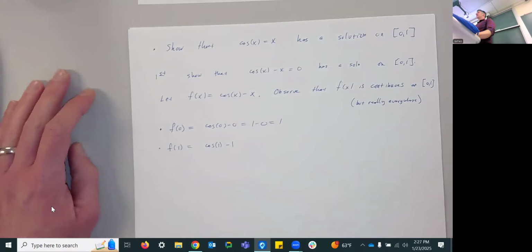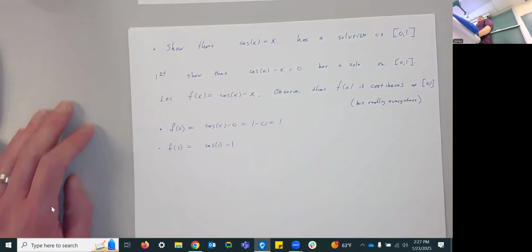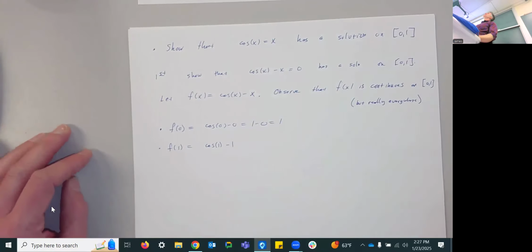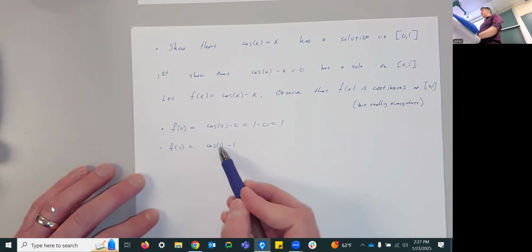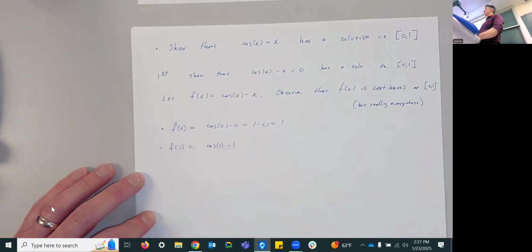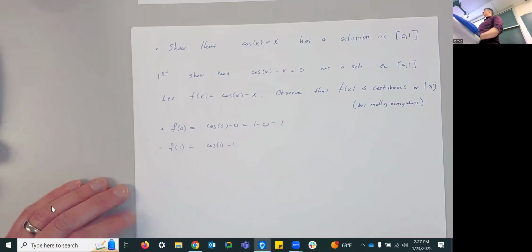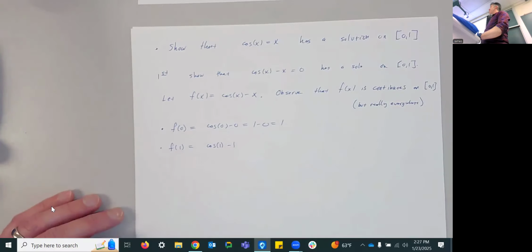I have no idea. I have a vague idea. It's probably close to 1/2, probably-ish, because 1 radian is closest to 60 degrees, and cosine of 60 degrees is closest to 1/2. But the point is, it's not something we are good at evaluating without a calculator.